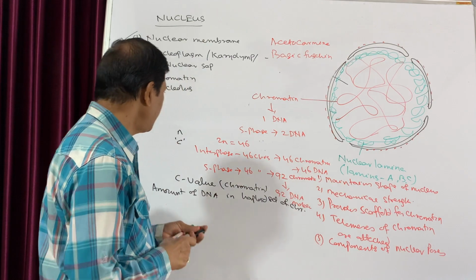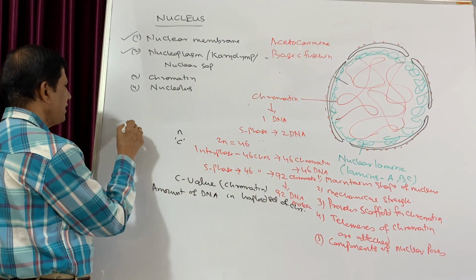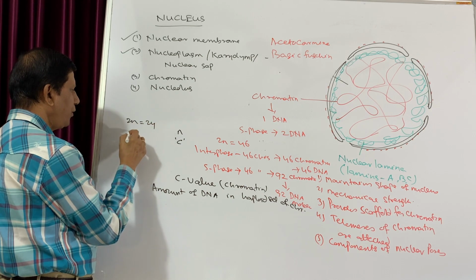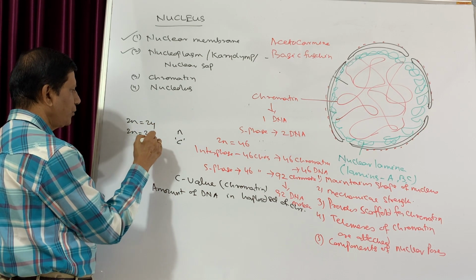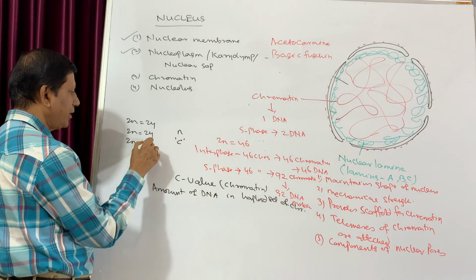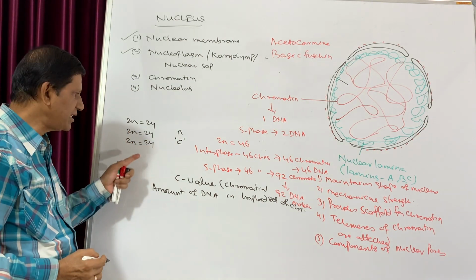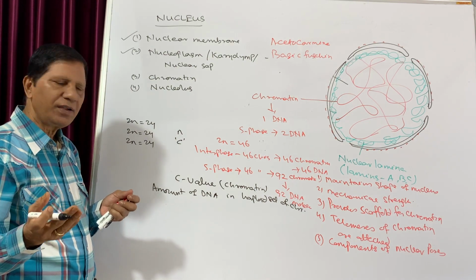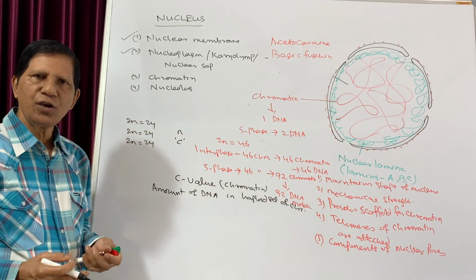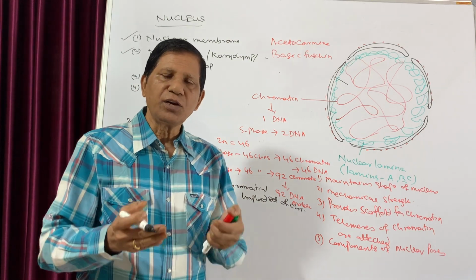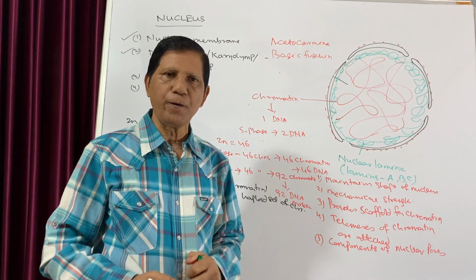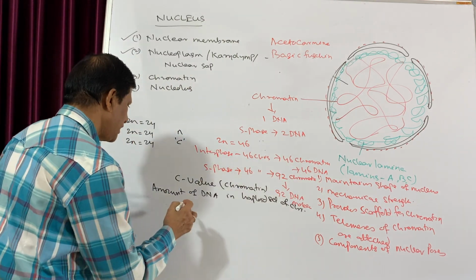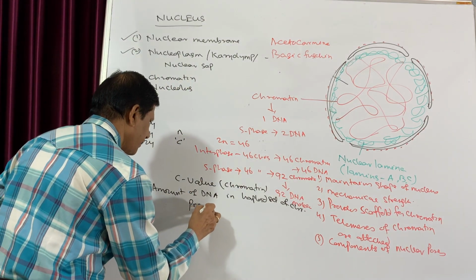Similarly, in case of potato 2n is equal to 24, in case of tomato also 2n is equal to 24, in case of brinjal also 2n is equal to 24. That means in each case the number is the same, but the size of chromosomes is different. That is why the C value will be different. So here C means the chromatin value, the amount of DNA that is present, and that is measured in picograms.